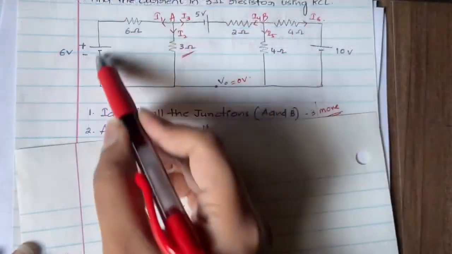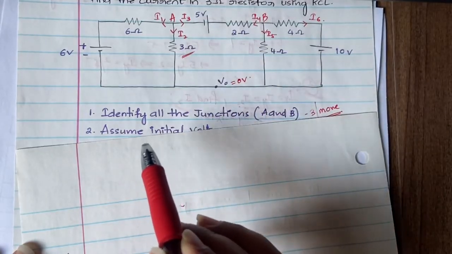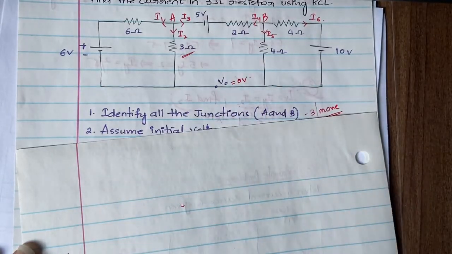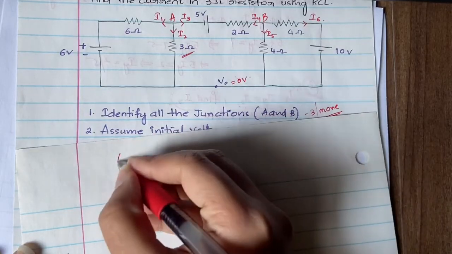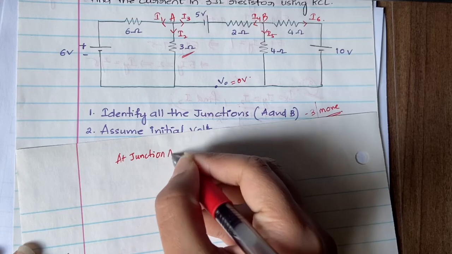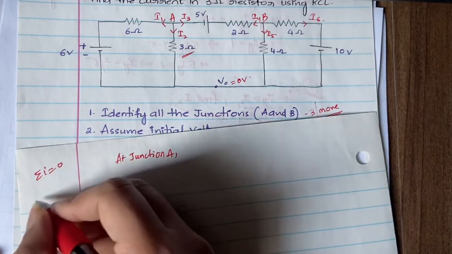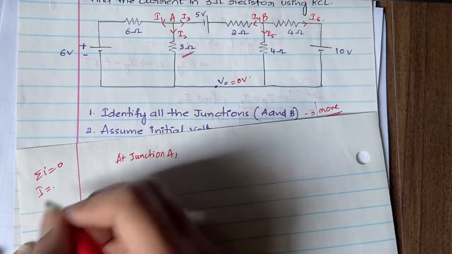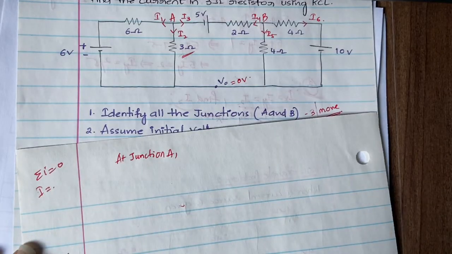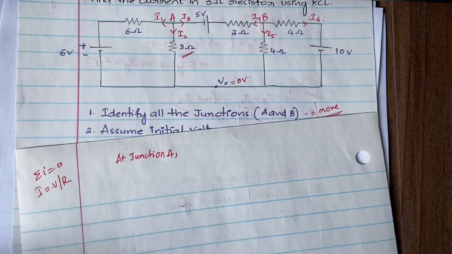Right, so this is the circuit diagram, and I am going to form the KCL equation over here. At junction A, the sum of I should be equal to 0, right? What is I from Ohm's law? What does Ohm's law say? V is equal to I into R, right? From that you can write I is equal to V by R, correct?